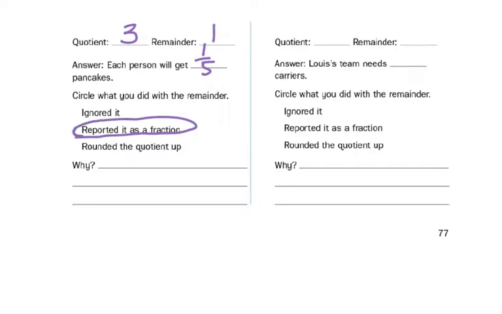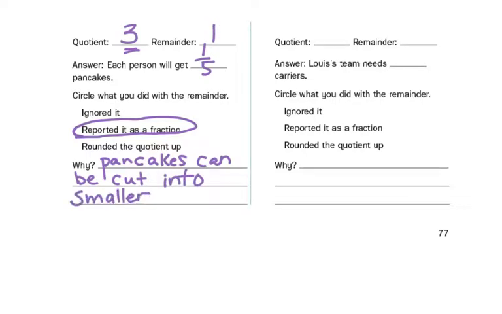The other option is we can round up the quotient. We could round this up to 4, but there's not enough pancakes. We can't round that up to 4. That doesn't make sense. Why did we report as a fraction? Because pancakes can be cut into smaller pieces. Remember to pause the video if you need additional time.